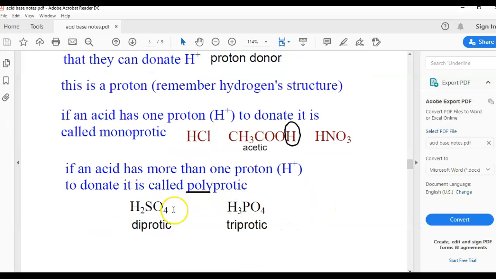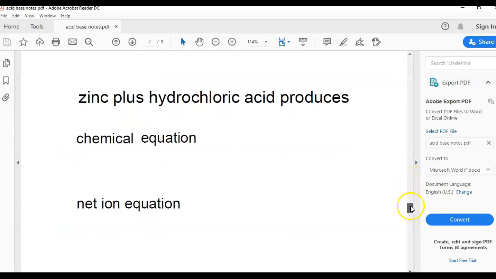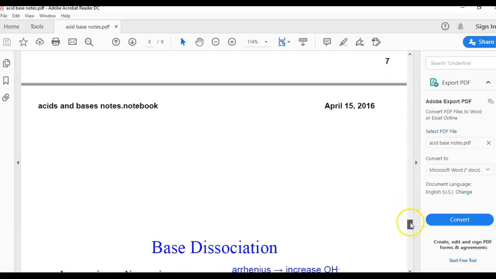Now some acids, like sulfuric, have more than one hydrogen that they can donate. We call those polyprotic, for poly meaning more than one. Specifically, phosphoric acid is triprotic because there are 3 hydrogen that it can donate, and sulfuric acid has 1 hydrogen that it can donate. Those are the only examples we're going to see in this class. We've seen this formula in reaction.